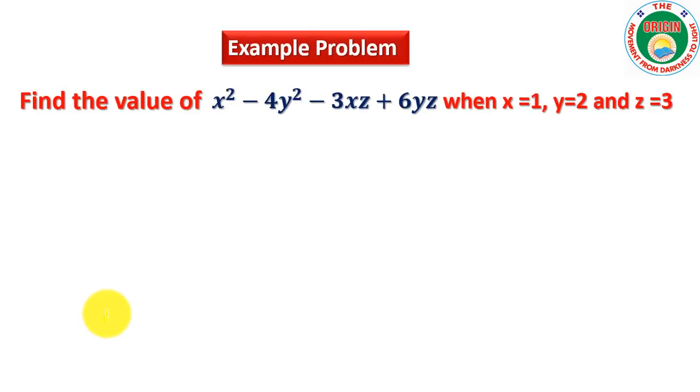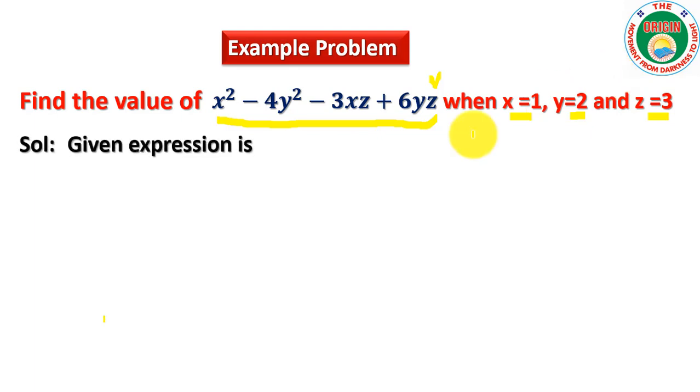Example problem. Find the value of x square minus 4y square minus 3xz plus 6yz. This is the answer that we got in the previous problem. I have taken it here and created a new one. Find the value of this expression when x equal to 1, y equal to 2 and z equal to 3. Three variables are here and I have taken three values.